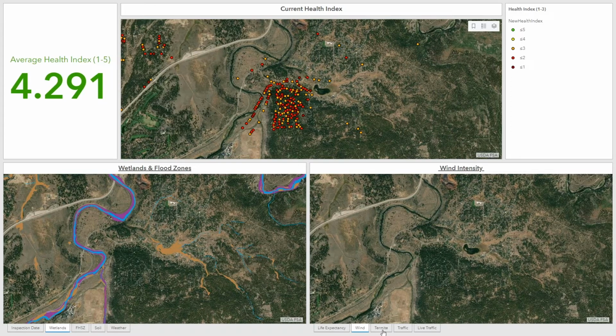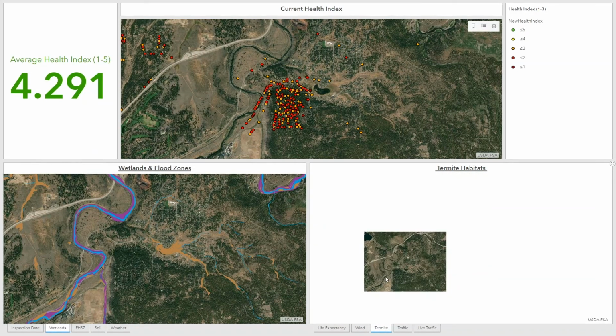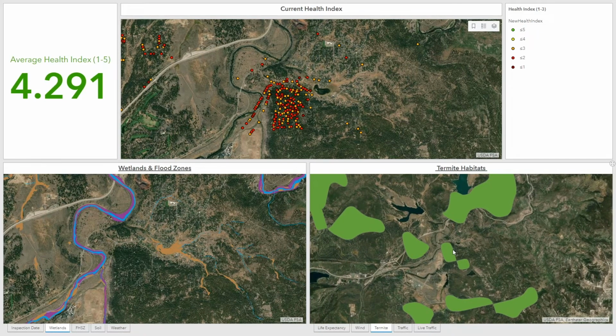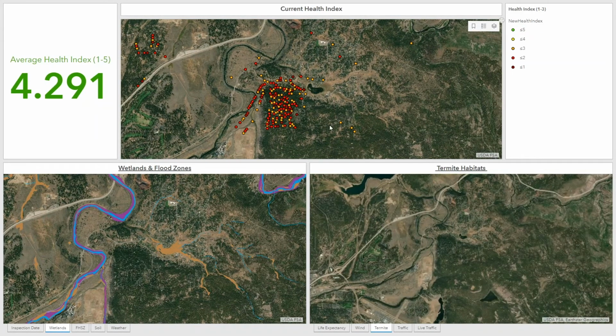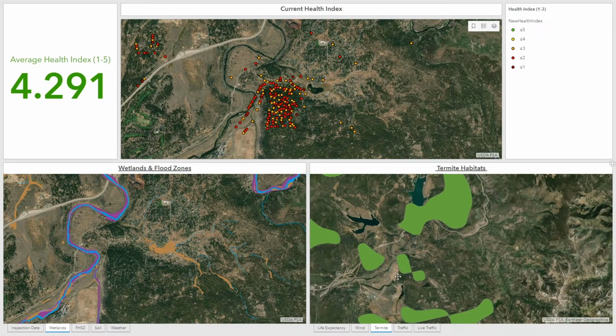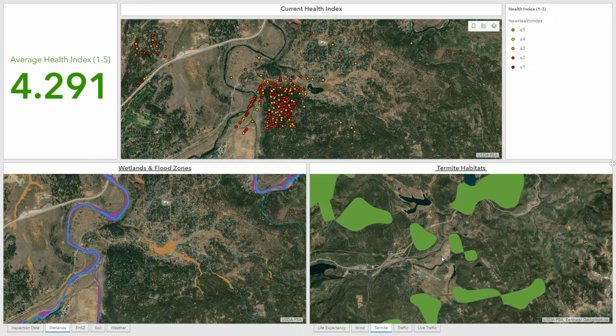If that's the case, I'm going to turn back to my bottom right map and bring in our termite habitat boundaries. We can see that this particular area here is infested with termites, but then I can zoom out and see other areas that are probably going to be impacted by termites if they haven't already.